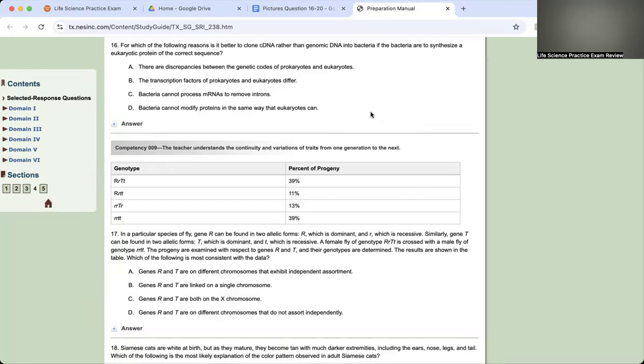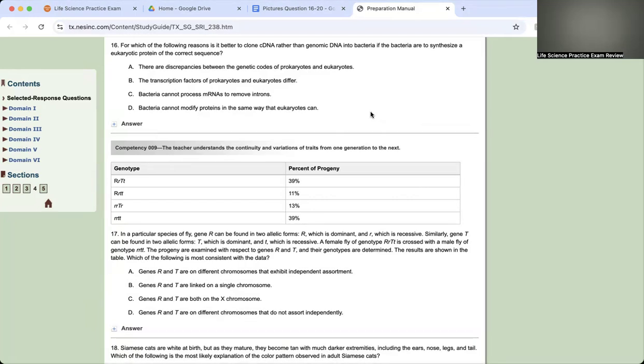Question 17 says, in a particular species of fly, gene R can be found in two allelic forms, capital R, which is dominant, and lowercase r, which is recessive. Similarly, gene T can be found in two allelic forms, capital T, which is dominant, and lowercase t, which is recessive. A female fly of genotype capital R, little r, capital T, little t, basically heterozygous for both traits, is crossed with a male fly of genotype little r, little r, little t, little t. So homozygous recessive for both traits.